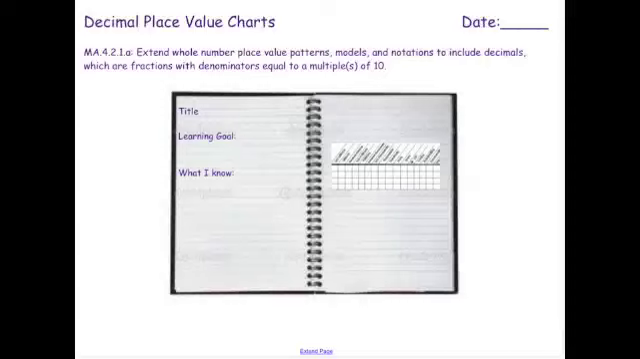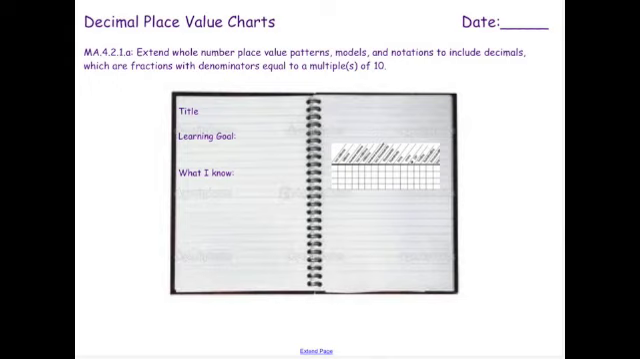Decimal place value charts, Common Core Standard MA 421A: extend whole number place value patterns, models, and notations to include decimals, which are fractions with denominators equal to multiples of 10. That's a lot of information, so let's get started.